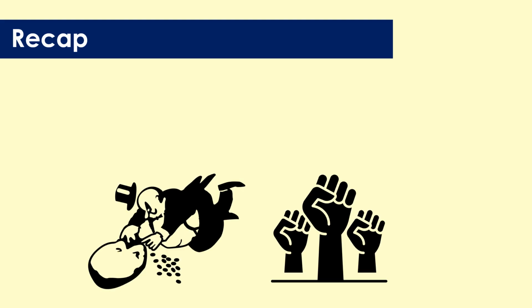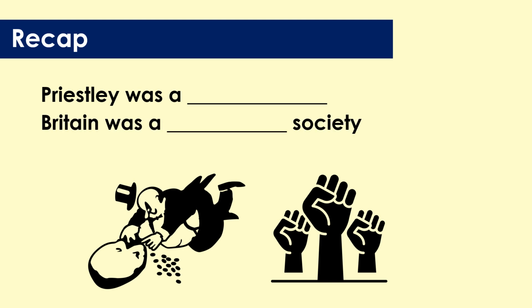A second recap of things that are important for this video. Remind yourself of these 2 images. Check that you can fill in Priestley was a and Britain was a society. Again, if you can't, go back and watch an earlier video because you haven't got the precursor knowledge, the knowledge you need to build on this video.